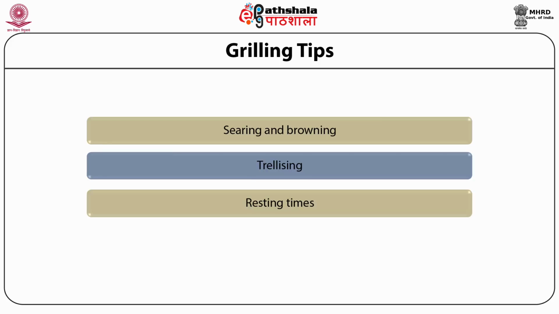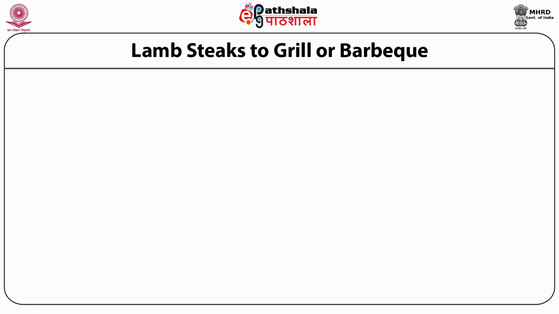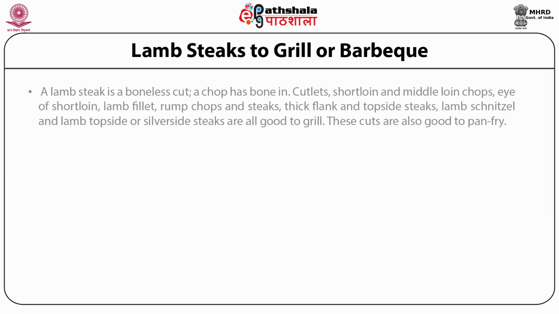Beef steaks to grill, pan grill, char grill or barbecue. The tender, fine-grained cuts of fillet, rib-eye, sirloin, T-bone, rump and seamed rump are suitable for grilling, as is the less tender flank steak. These cuts are also good for pan frying.